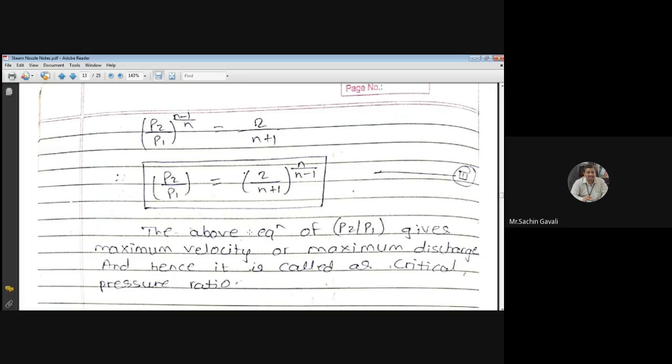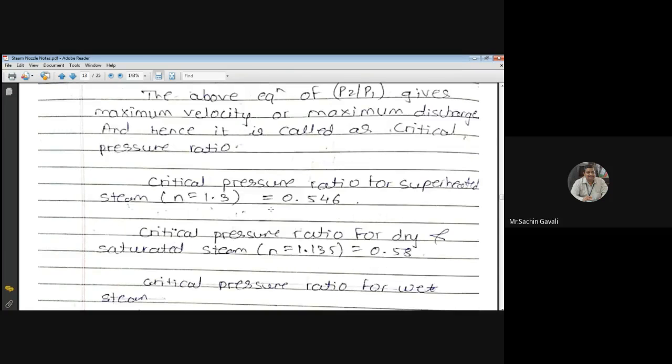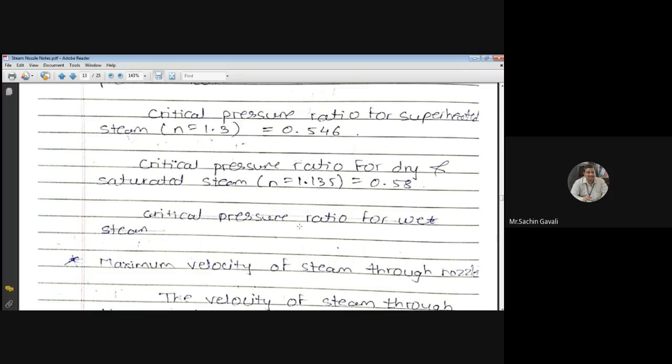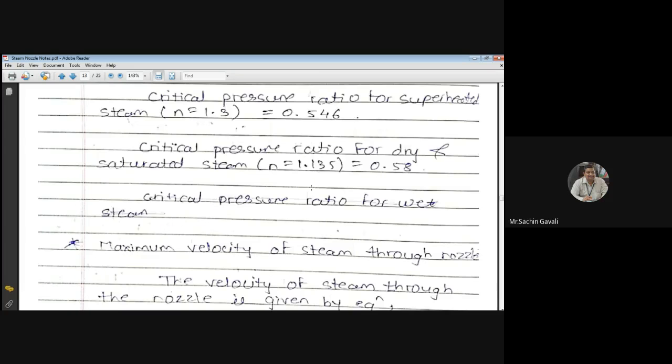Okay, the above equation of P2 upon P1 gives maximum velocity or maximum discharge and hence it is called the critical pressure ratio PC. Critical pressure ratio value is 2 upon n plus 1 raised to n upon n minus 1. Let this value also be written. MCQ they are going to ask, or numericals, we want this.